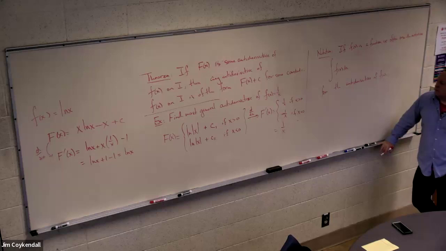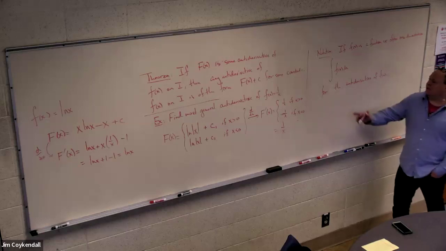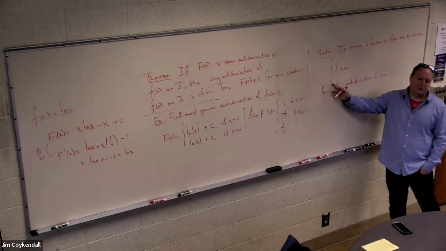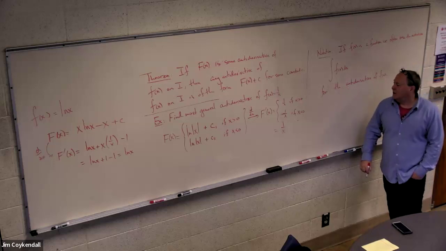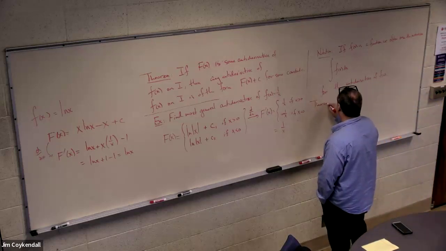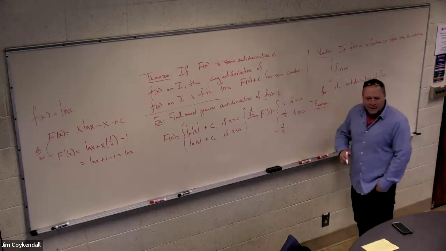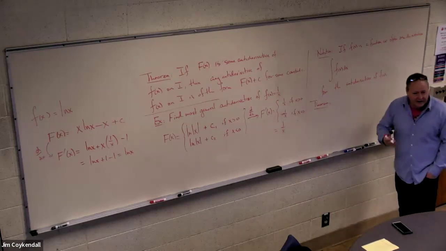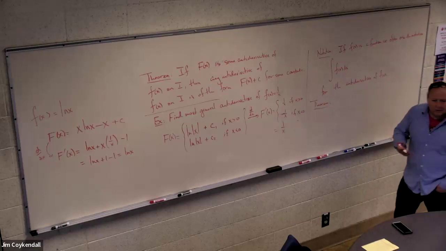Sometimes I will make clear when I use capital F of x, this notation is unambiguous. This always means the antiderivative. Here is a theorem. And this is kind of a cool theorem because it says the antiderivatives behave themselves.